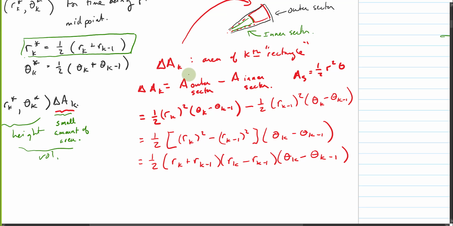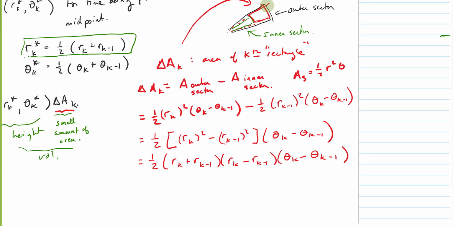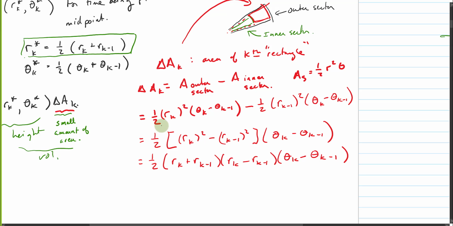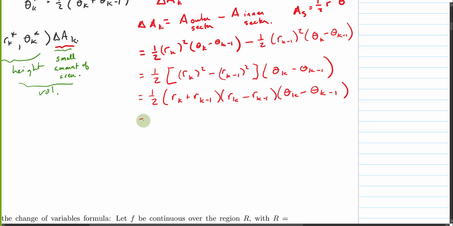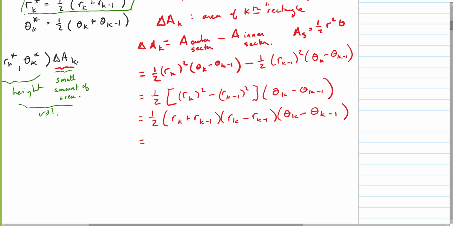So folks, we gave the area of the outer sector and we subtracted from it the area of the inner sector. That will give us the area of this red, quote, rectangle here. So the area of a sector is 1/2 r squared theta. We did the difference of those two, and now I'm just doing some algebra. I had r k squared minus r k minus 1 squared, and I factored that difference of perfect squares. And here it is, folks. This expression right here, what can I do with this?